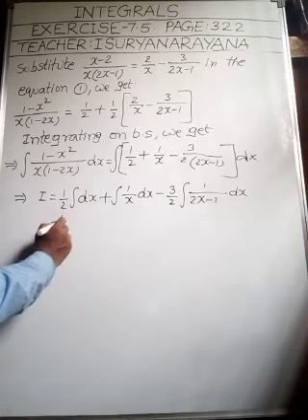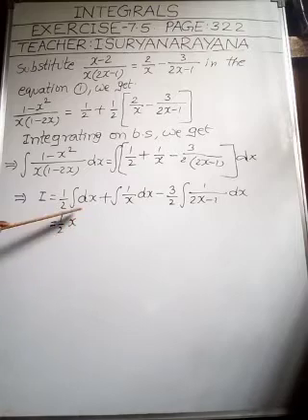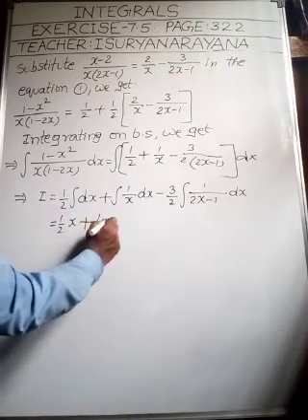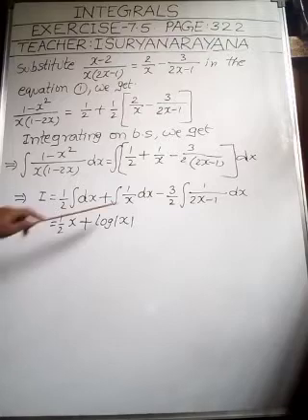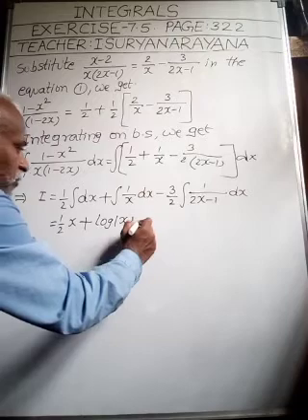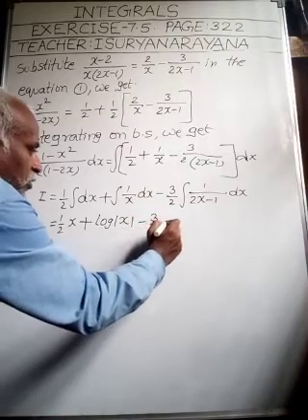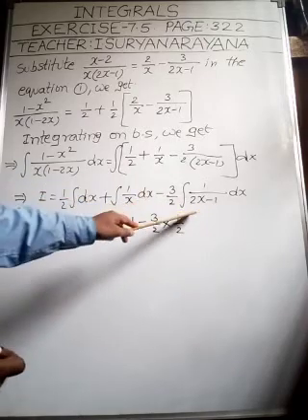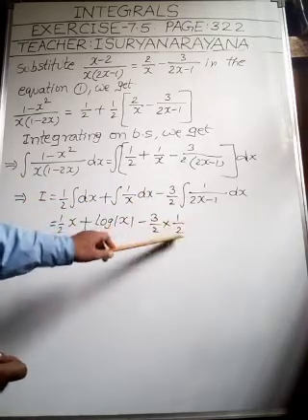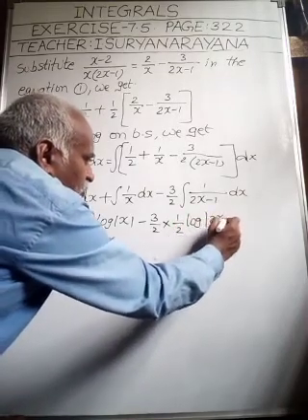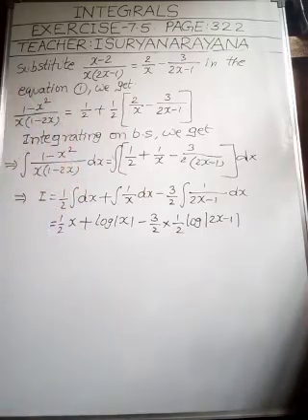This is equal to 1 by 2 into integral dx. Integral dx means integral 1 dx means x only. Plus integral 1 by x, log mod x. Okay, my children, these are all well known integral formulae. Minus 3 by 2 into 1 by 2. It is in the form of integral 1 by ax plus b. What is the formula? 1 by a log mod ax plus b, that is 2x minus 1. Understood this step, my children?